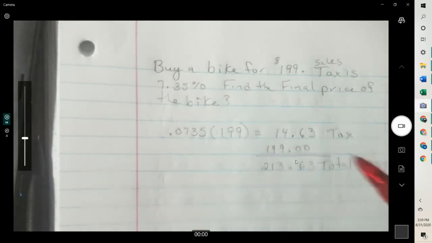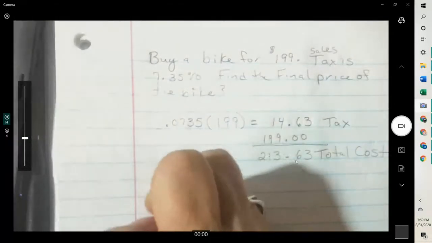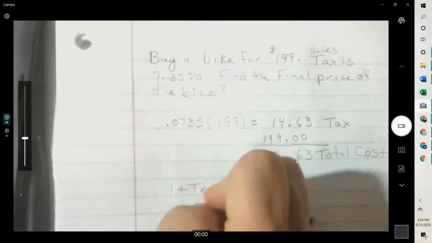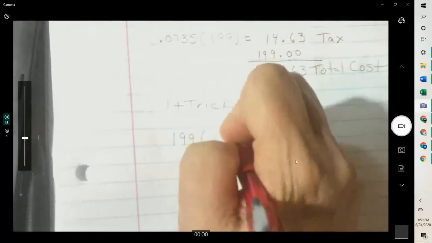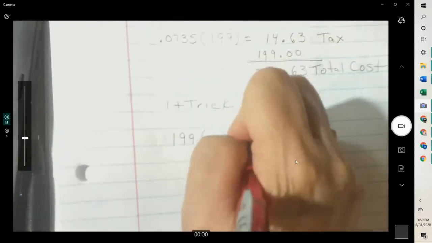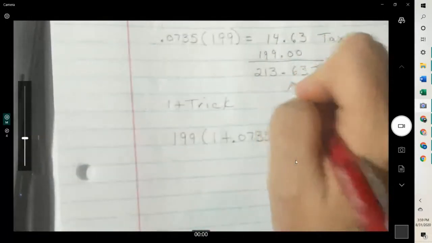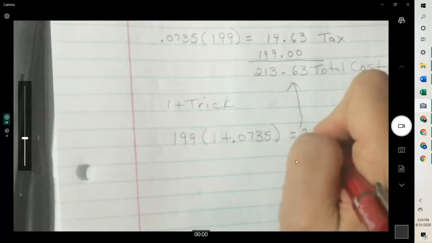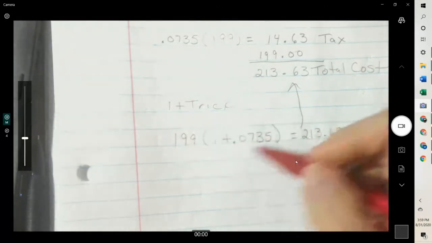Now, another way you can do that, because we're taking a whole and adding the tax, you can use what's called a 1+ trick. To use that, we take our price, $199, and then it's 1 plus our rate. And the rate was 0.0735. If you plug that into your calculator, you will get the 213.63.